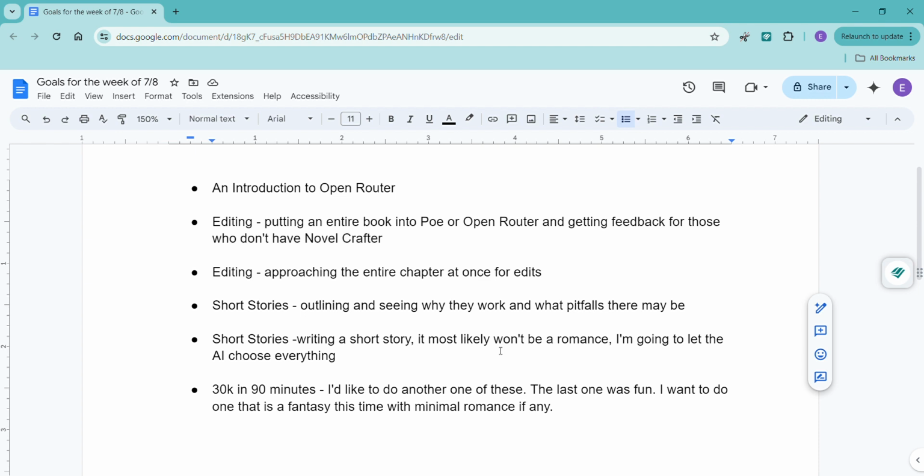Short stories, we're going to outline and see some of the short story outlines, why they work, what pitfalls there may be. We've talked about pitfalls already and why short stories are so hard. So we're actually going to start outlining and looking at them.